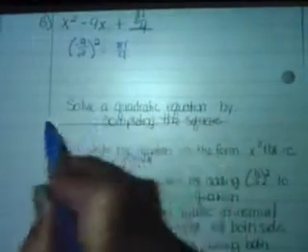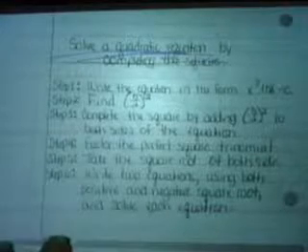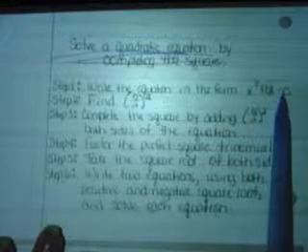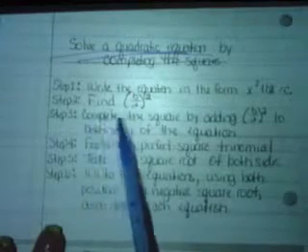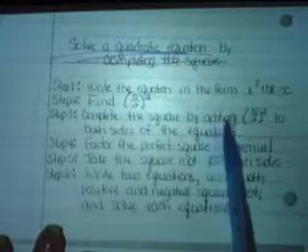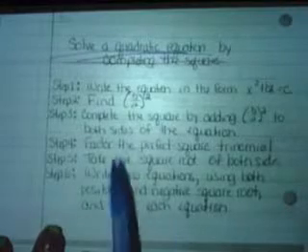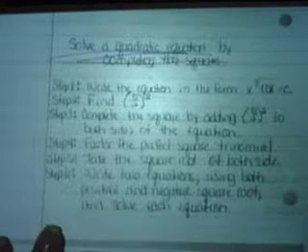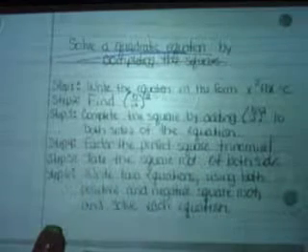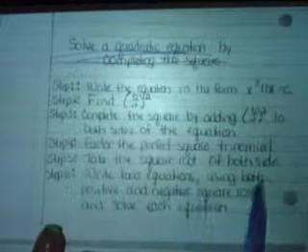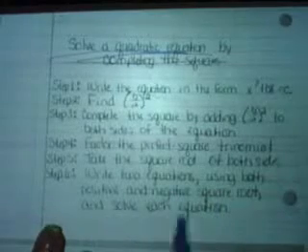Now we're going to solve a quadratic equation by completing the square. And there are 6 steps that we have to follow. First, we have to write the equation in the form x squared plus bx equals c. Then we have to find b divided by 2 and square it. Once we complete the square, we have to add b divided by 2 squared to both sides of the equation. Then we're going to factor the perfect square trinomial. We're going to take the square root of both sides. And then we're going to write 2 equations using both positive and negative square roots and solve each equation.